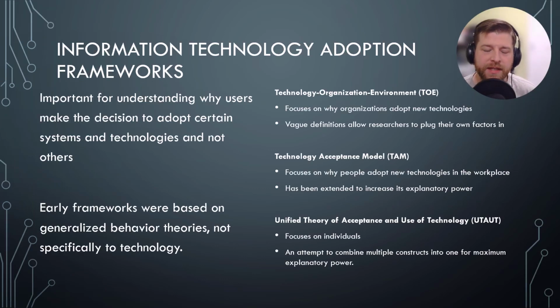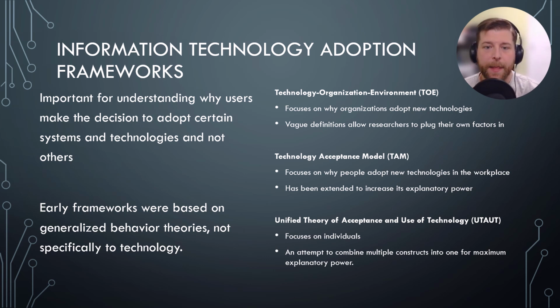An information technology adoption framework is a model for understanding why users choose which technologies to adopt and which systems they choose to use. These are important for understanding why users make the decision to adopt certain systems and technologies and not others. Early frameworks were based on generalized behavior theories, not specifically to technology.